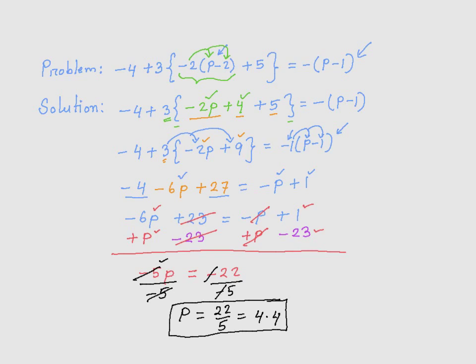That's the solution to this given equation. Again, what does it mean for P to be a solution? It means that it satisfies the equation, meaning that if you plug in 4.4 on the left hand side or 22 over 5 on the left hand side for P right here, and do the same thing on the right for P, then what you get on the left hand side is equal to what you get on the right hand side. That's what it means for P to be a solution for this given equation.